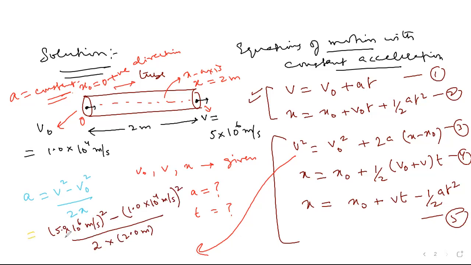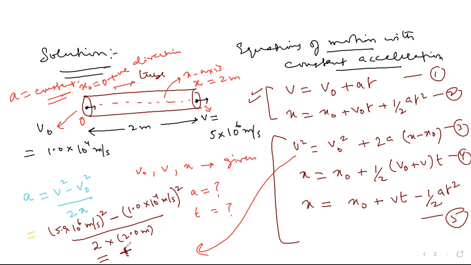My V is 5.0 into 10 raised to 6 meter per second. Then I am squaring it. Minus my V naught, which is 1.0 into 10 raised to 4 meter per second. Then I square it. Divided by 2x. X is my 2 meter tube length. So when I put it, you will get plus.